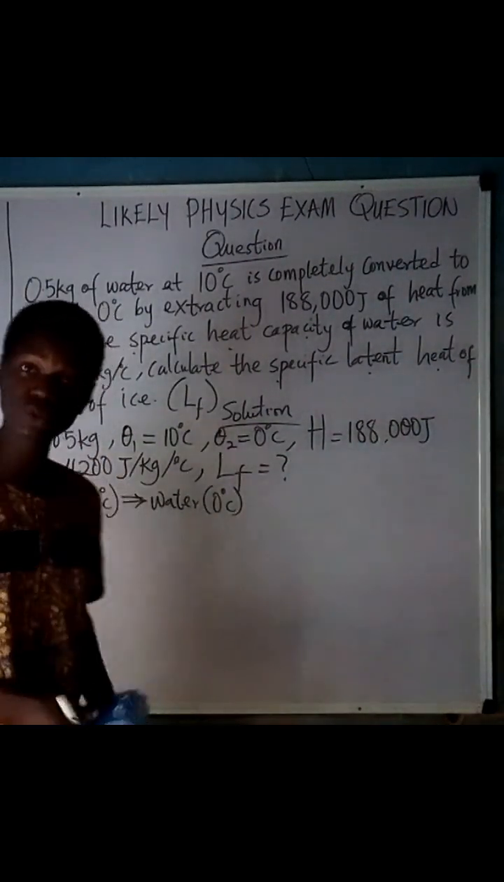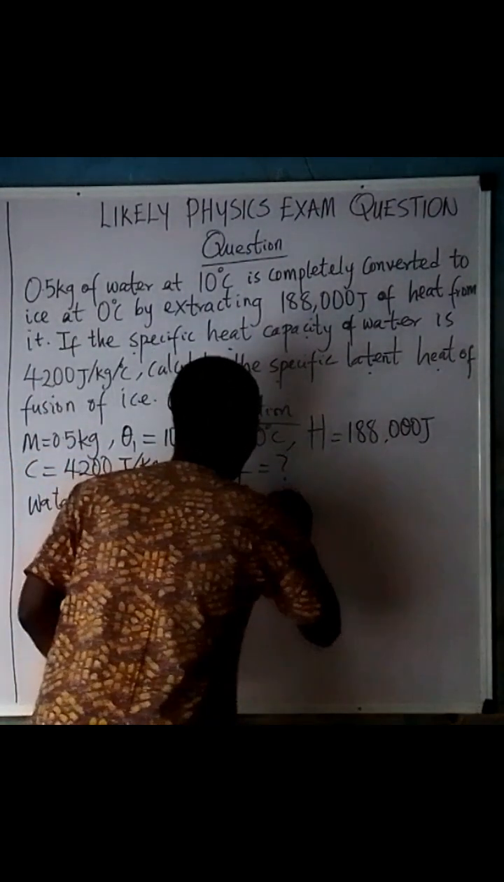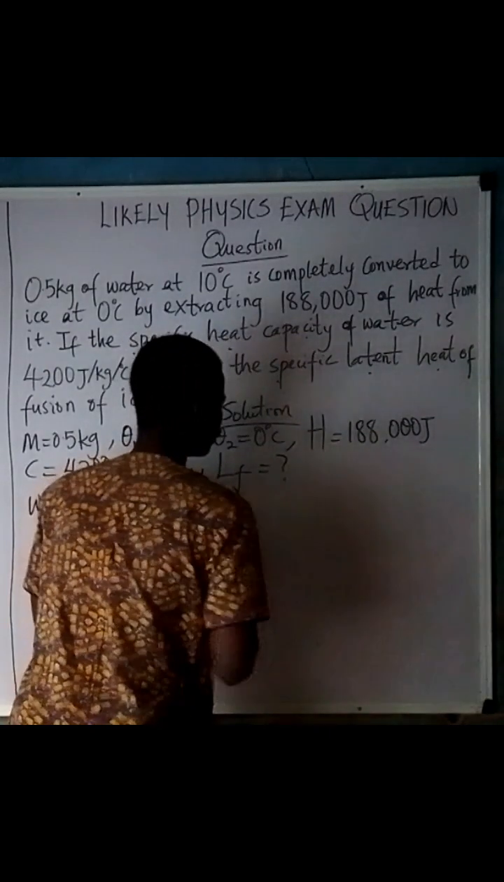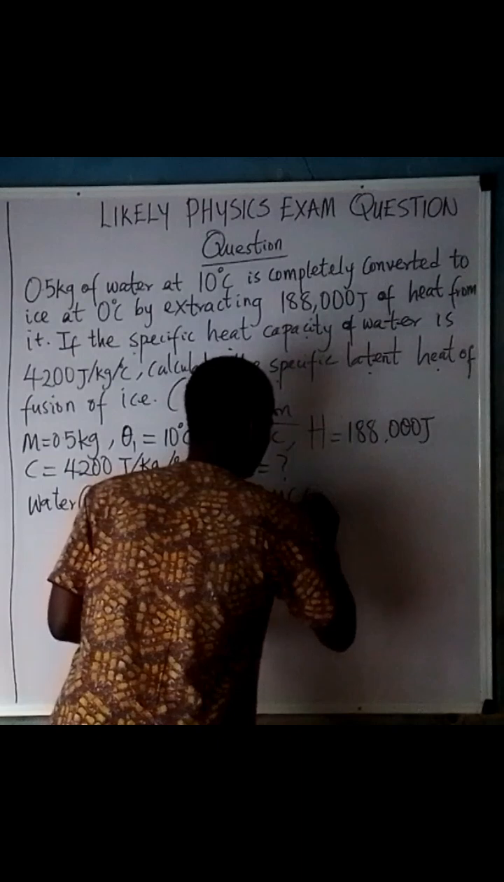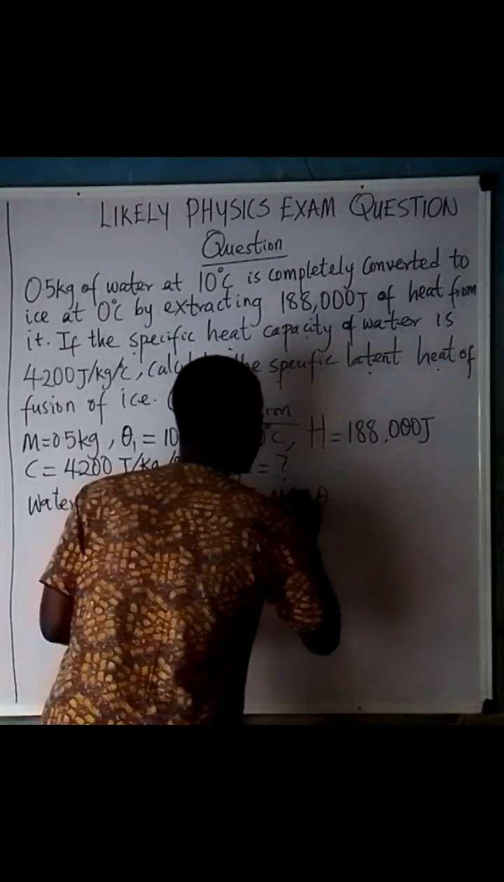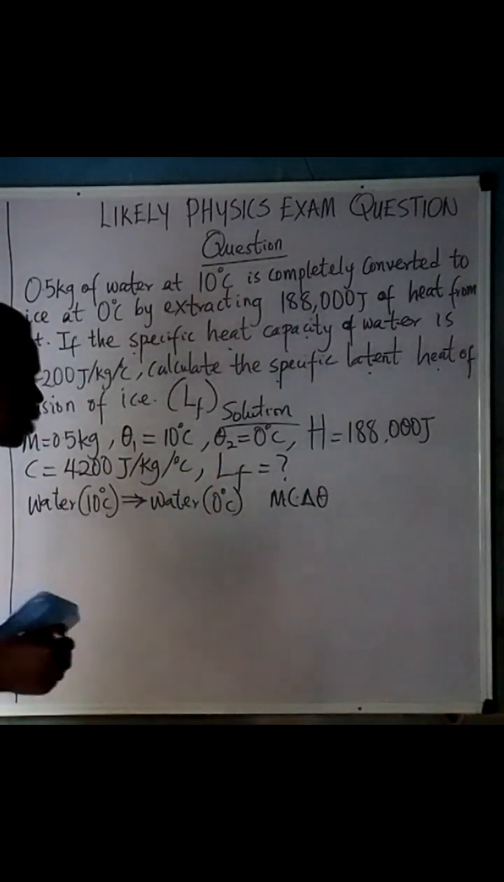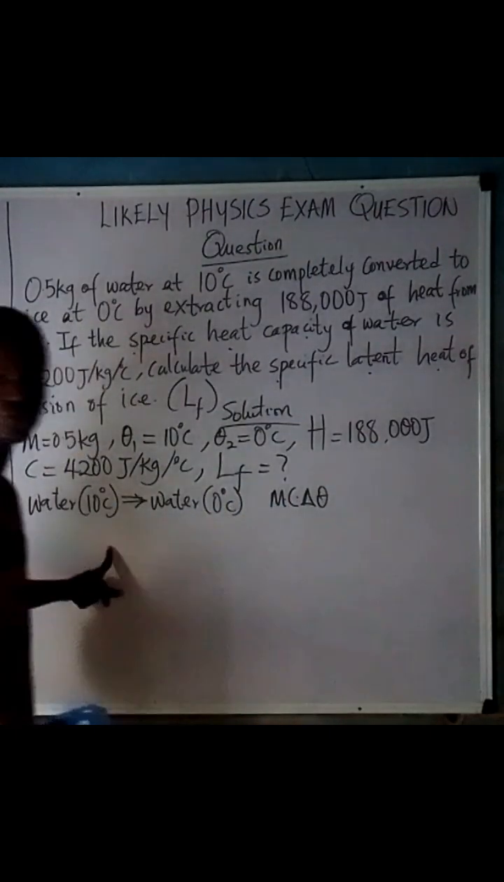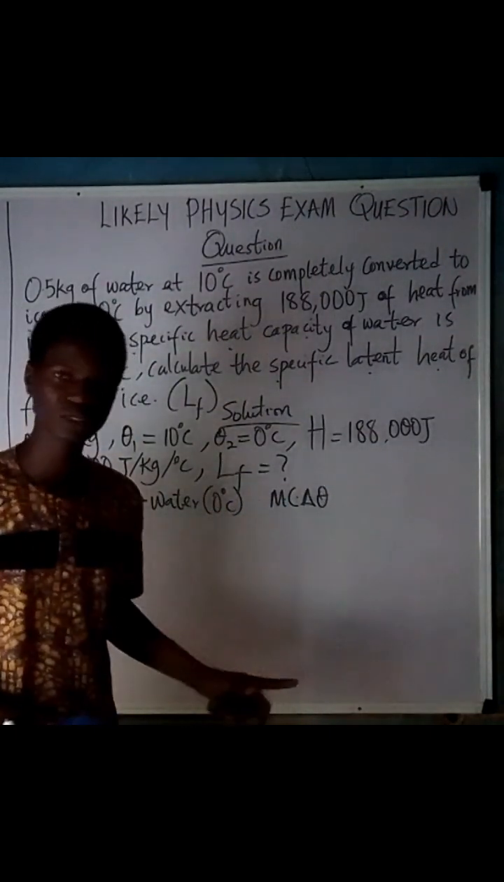So what am I saying here? Water at 10 degrees Celsius will be converted to water at 0 degrees Celsius. You have to know the amount of heat that was removed, because when heat is removed, the temperature will decrease. The formula we will use to get that is mc change in theta. These are the three things to be multiplied together that will give us the amount of heat removed such that water at 10 degrees Celsius becomes water at 0 degrees Celsius.